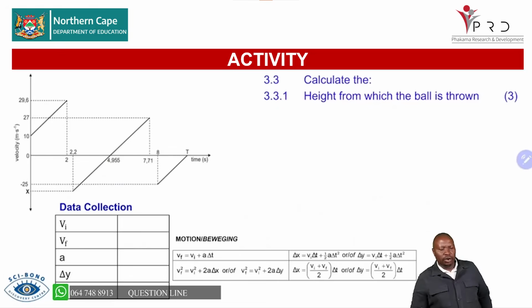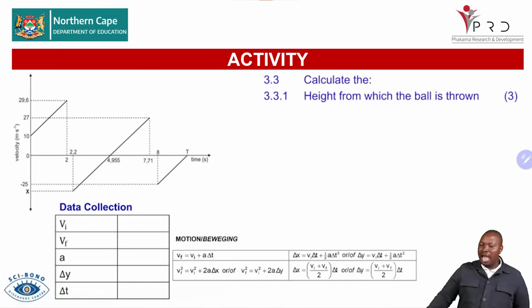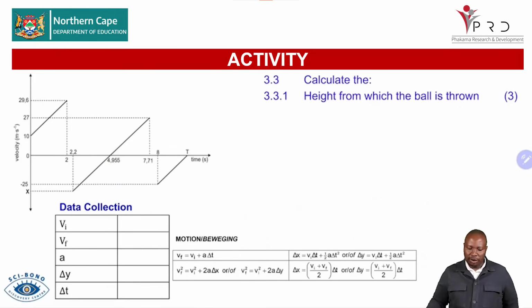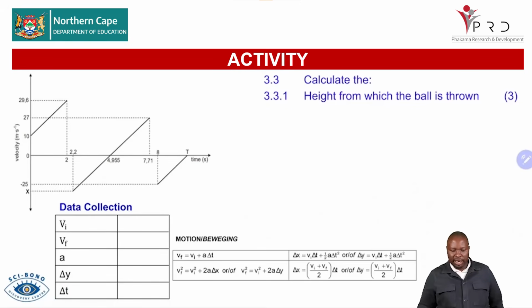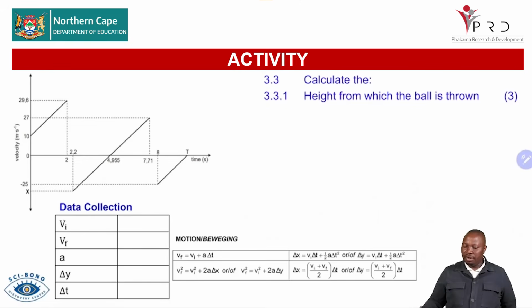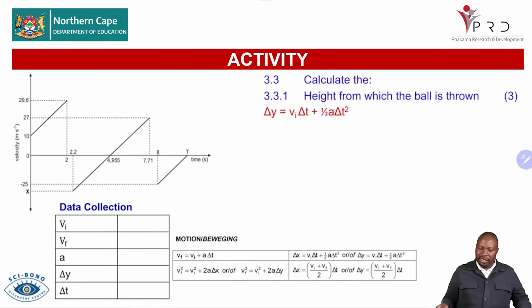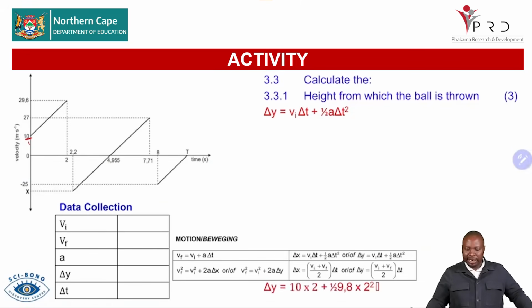Now, let's go to calculation type of questions. Calculate the height from which the ball is thrown, because whoever was throwing the object was on top of a particular building. The importance of this is that you must be able to say what is the data that I have, the data that you are able to collect. You can see that our initial velocity was 10 meters per second. Our final velocity was 29.6. Our acceleration 9.8 meters per second squared.